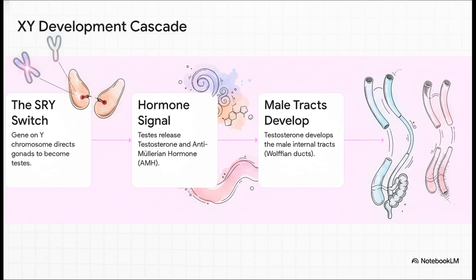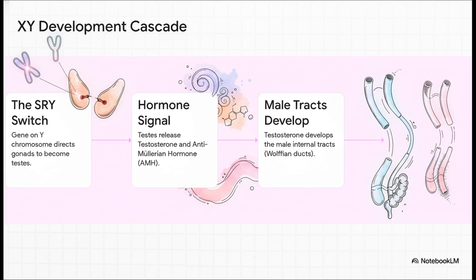Well, in an XY embryo, it all starts with one single gene on the Y chromosome, called the SRY gene. You can think of it like a master switch. The second it flips on, it sets off this whole hormonal cascade, like a set of dominoes. First, it tells the gonads to become testes. Then, those brand new testes start pumping out hormones.